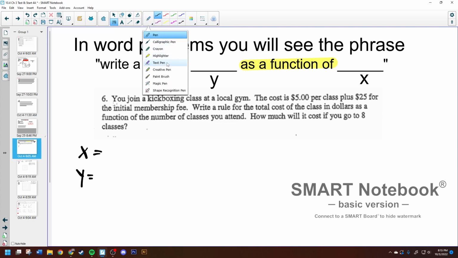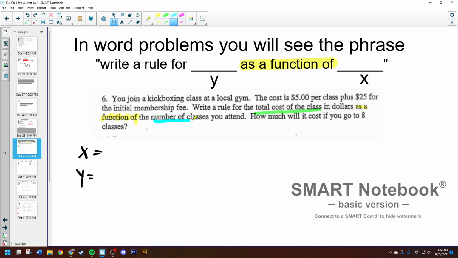So first thing I'm going to do is I saw that phrase as a function of. So I'm going to go ahead and highlight that as a function of. And the most important part is that the phrase you see before is your y. So write a rule for the total cost of the class. That's going to be our y. So, here, let me do the x as well. As a function of the number of classes you attend. So that's going to be our x.